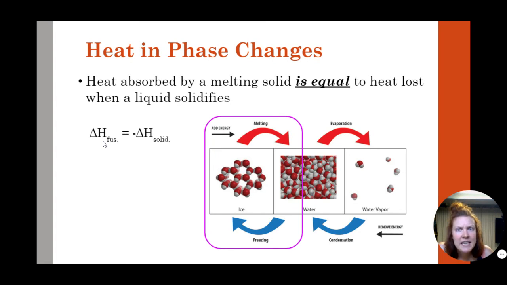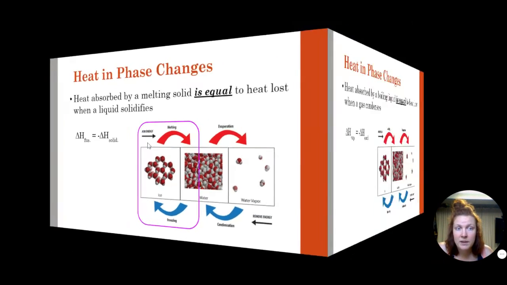And then in order to freeze the same amount of substance, you would have to remove the same amount of energy, right? In order to melt or to freeze the same amount of substance. So we've got endothermic, we're going to add 3 joules of energy to this sample. And if we want to freeze the same sample, we would have to remove 3 joules of energy. So that's why it makes sense that the delta H of fusion, or the molar heat of fusion, is equal to and opposite the molar heat of solidification. And that's because of the law of conservation of energy.